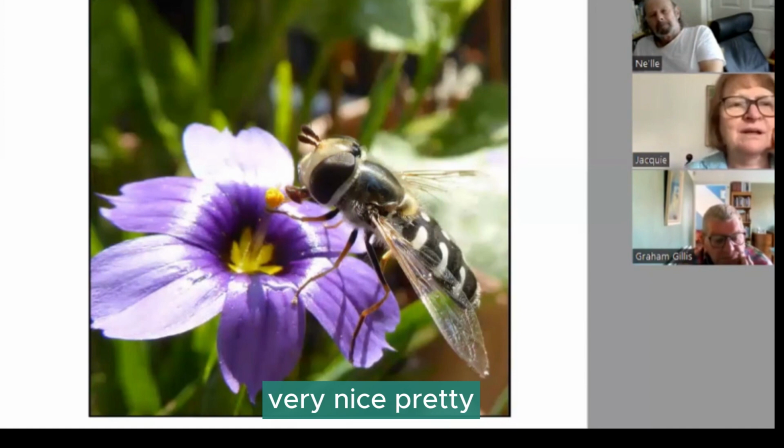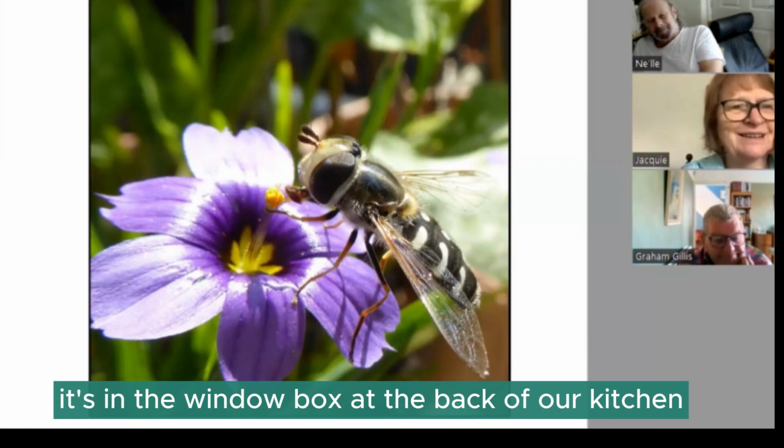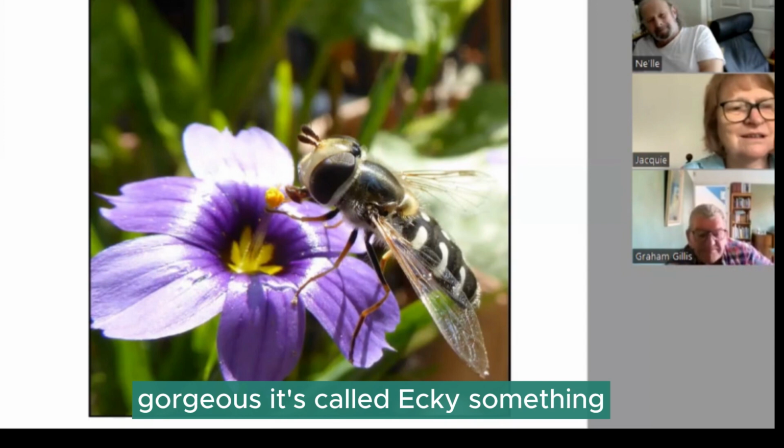That's a stunning photo. Look at the gloss on the flower. Yeah, the flower makes that. Sandy might be able to tell you which flower it is. It's in the window box at the back of our kitchen. Gorgeous. It's called Ekithump something. Maybe it's called Ekithump. I don't know.